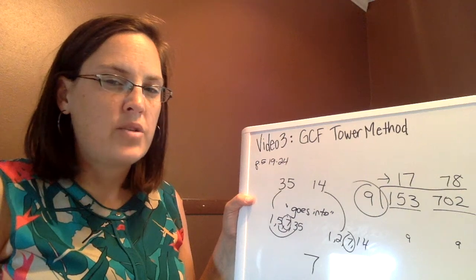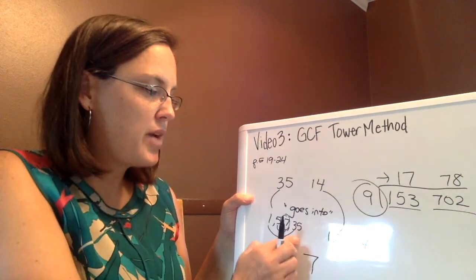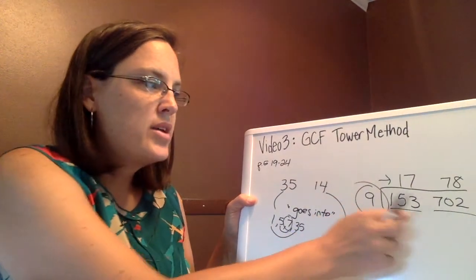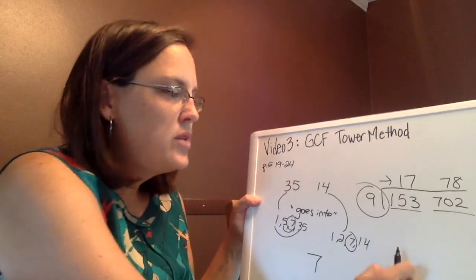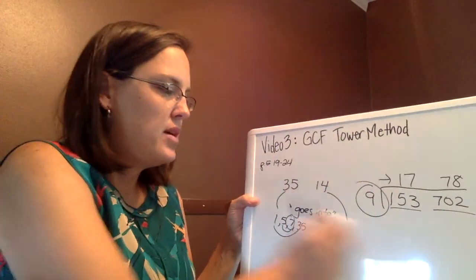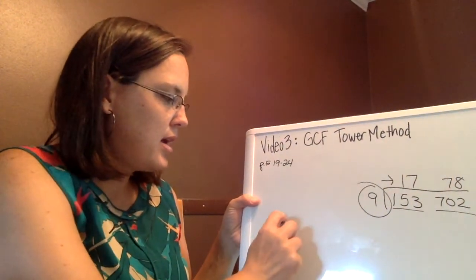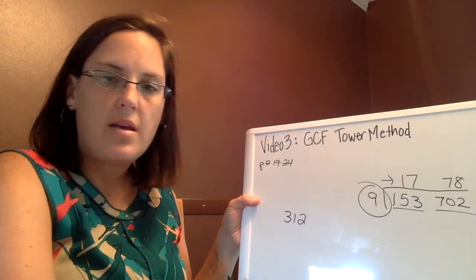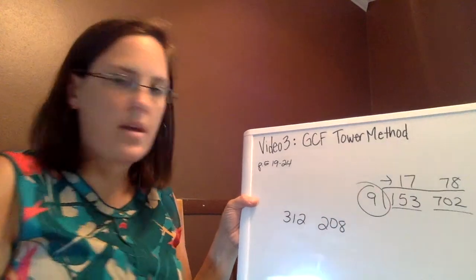We'll follow up again and do more of these, but I do want to go beyond what the textbook has in just some simple numbers that you can probably do in your head and transfer it to a little bit more difficult problems. Okay? Let's do another one using this tower method. I'm going to erase what I have here and try another problem like 312 and 208.